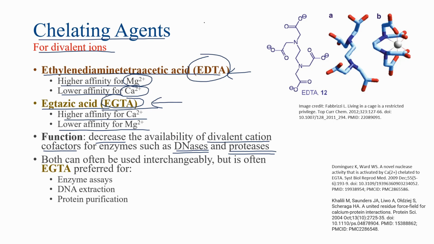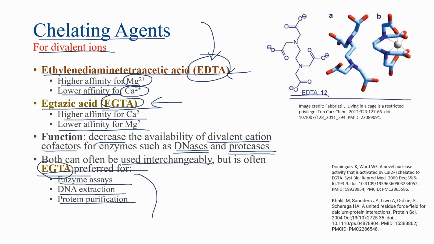Now, sometimes within the protease cocktails that you'll utilize within the cell lysis buffer, I'll talk about protease inhibitors in a bit, you'll see that there is EDTA that's been added to the protease cocktail inhibitor. Now, importantly, both EDTA and EGTA can often be used interchangeably, but it is often EGTA that is preferred for enzyme assays, DNA extraction, and protein purification. Now, to the top right, you can see a figure with a chemical structure of EDTA, as well as a structure that shows you how EDTA can chelate divalent ions. Here in white is a divalent ion. Basically, EDTA would interact with that ion and make it so that it is not available for enzymes such as DNases and proteases to use as cofactors.